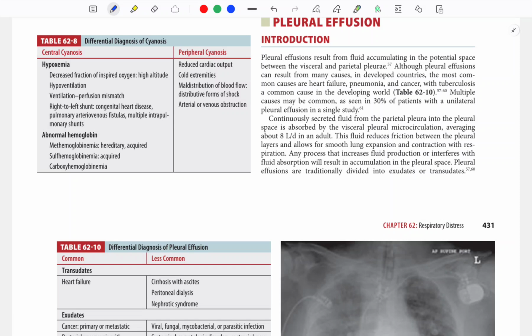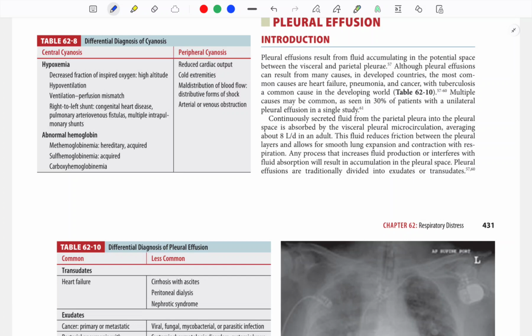What are Light's criteria for pleural effusion? The pleural fluid protein by serum protein ratio is more than 0.5, pleural fluid LDH by serum LDH is more than 0.6, or pleural fluid LDH is more than 2/3 of the upper limit of normal serum LDH.